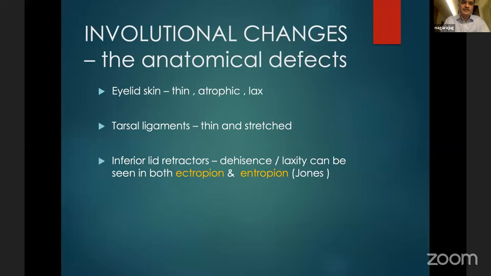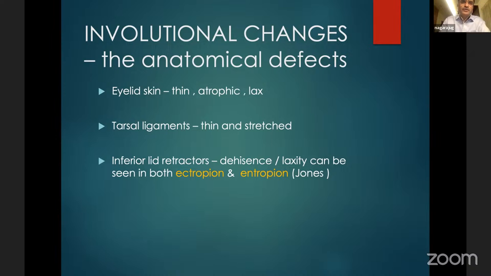And the tarsal ligaments, that is the medial palpebral ligament and the lateral palpebral ligament, can become thin and stretched out. It is just like a rubber band which has lost its elasticity. And the inferior lid retractors, which retract the lid downwards, can become very lax and can show dehiscence. Like you see dehiscence in the upper eyelid in a case of aponeurotic ptosis, you can see dehiscence even in the lower eyelid retractors.